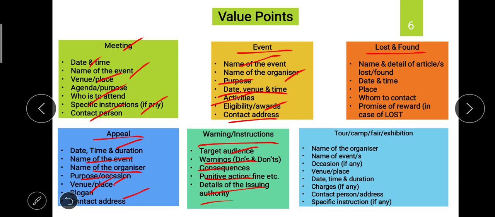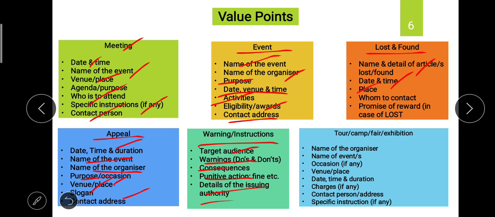Then we talk about the lost and found. Then name and detail of the articles and the things we have lost. If we lose a ring, a chain, some books, some purse, then we need to give the detail of all those things, their shape, size, material made of, their color, everything should be mentioned in the notice. Then date and time we lost or we found.